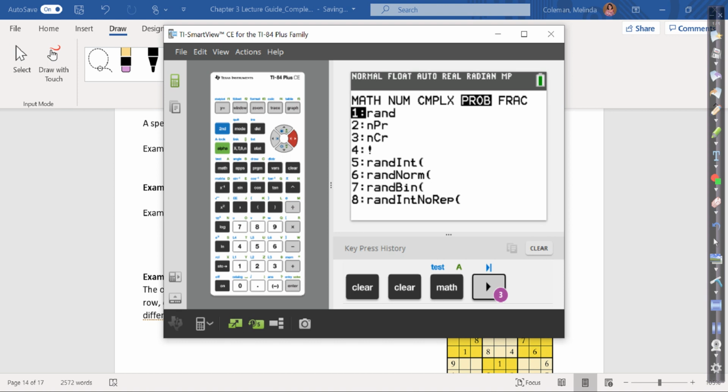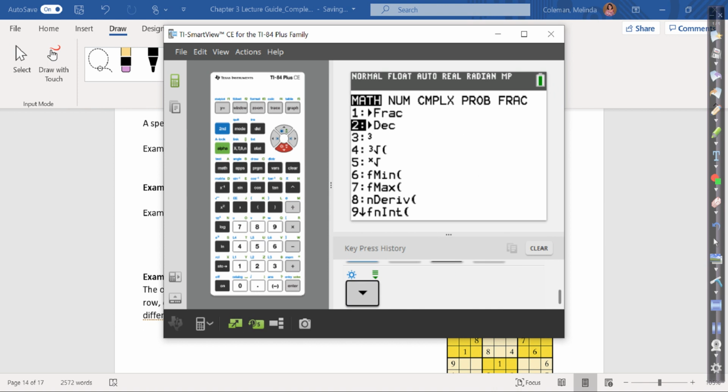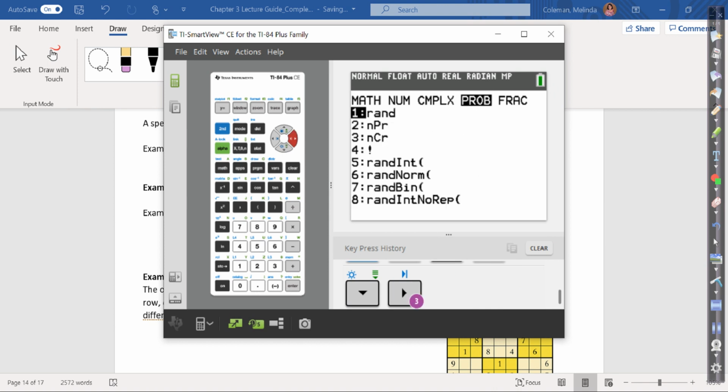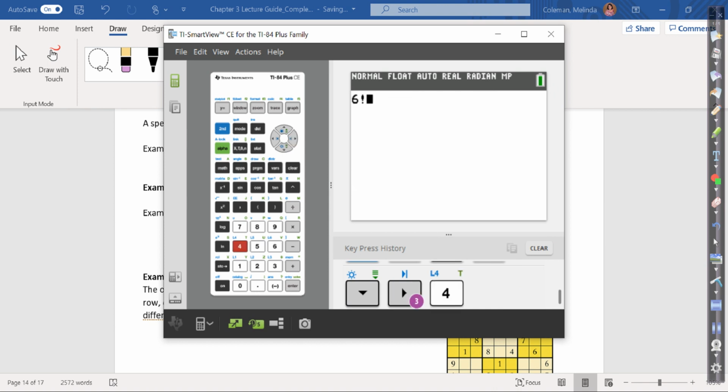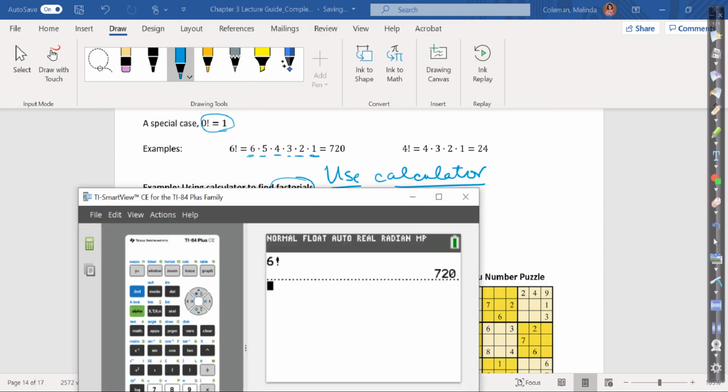So if we go back to the home screen, so second, quit. I want to find 6 factorial, so I'll have to hit the 6 button first, then hit the math key, tab over to the probability, number 4, and it shows up as 6 with this exclamation point. If I hit enter, I'll find out that yes, indeed, it is equal to 720, which is what we said it was right here.